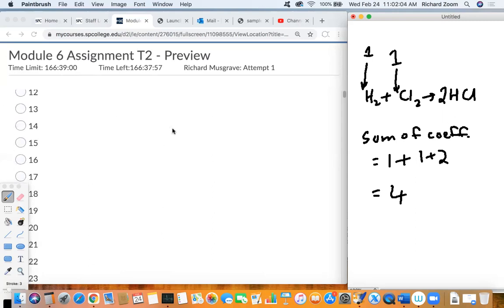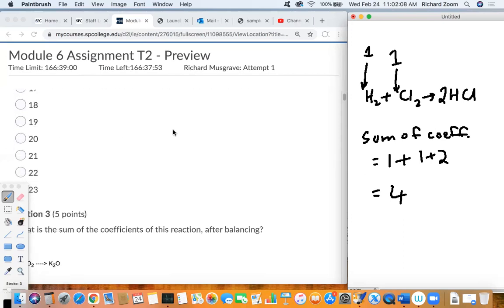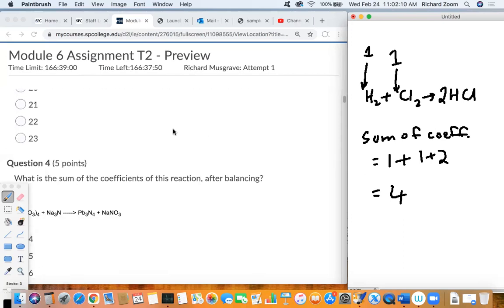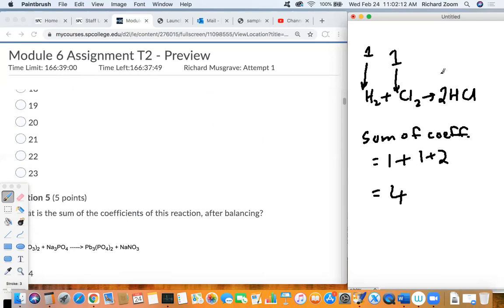There's a whole bunch of those that are like this. So for sum of coefficients, just add them all up, and then you come up with the answer. Any questions so far?